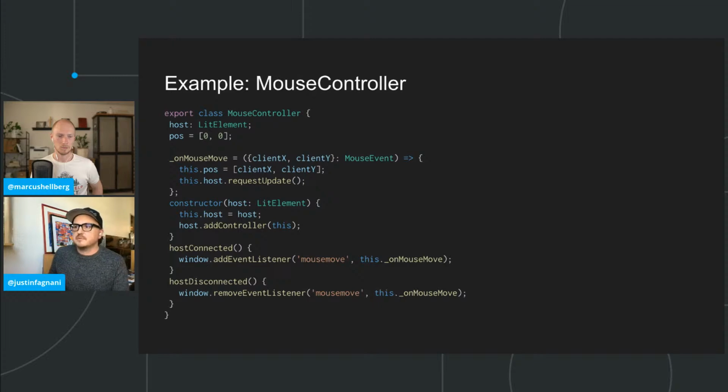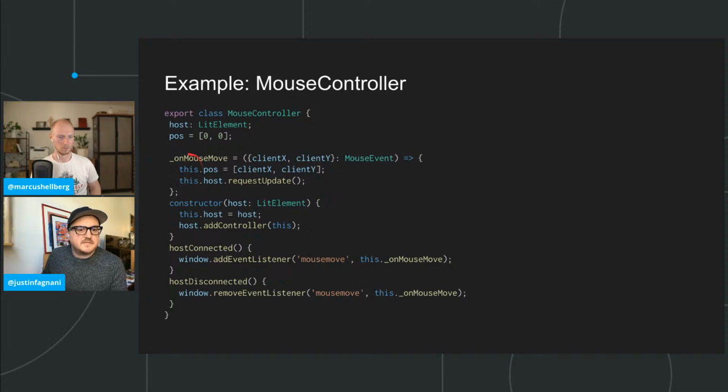But here's a very simple controller. This one is a mouse controller. So this one listens for mousemove on window and refreshes the element when the mouse moves. So to show how this works, you can have some state, you generally always need to store your host, and you have some state you care about updating. In this case, it's the mouse position.